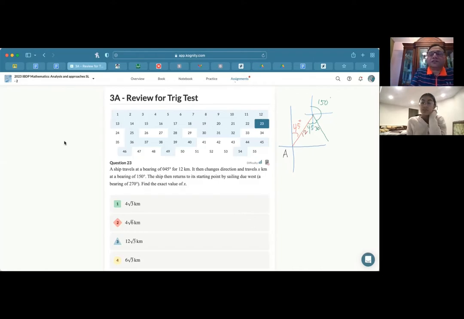Now it says changes the direction and travels x kilometers. Let's write x here. At a bearing of 150 degrees as shown, the ship then returns to its starting point by sailing due west. So due west means it is going actually hitting this line.